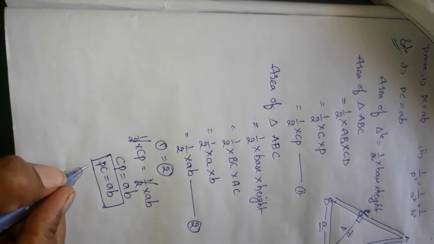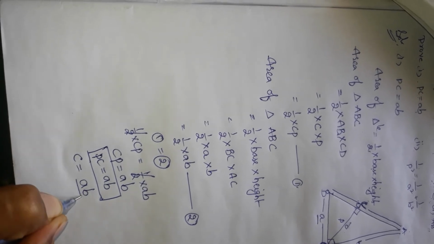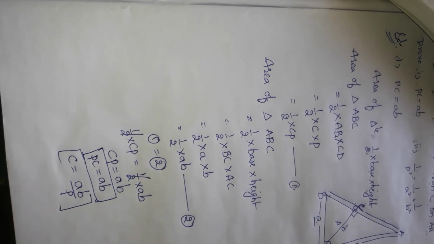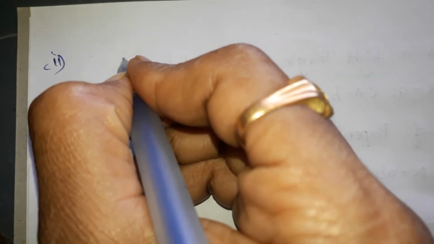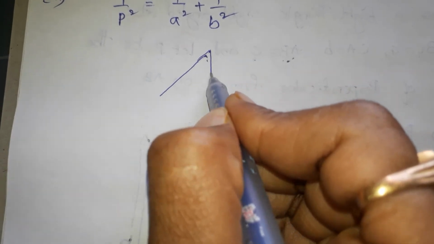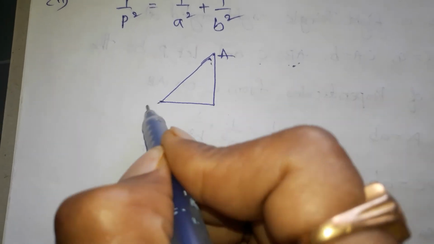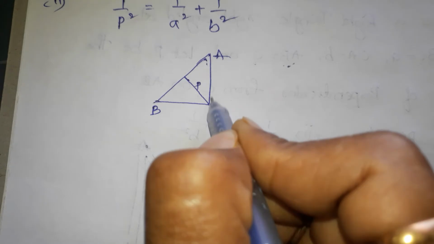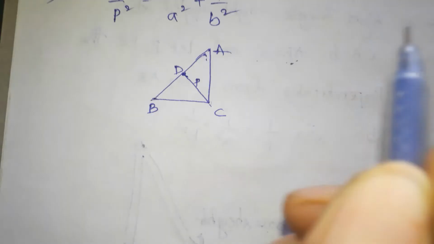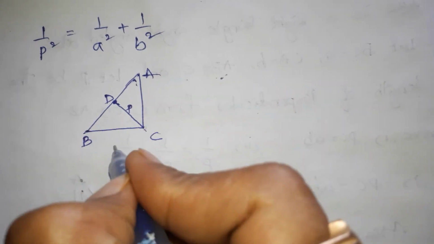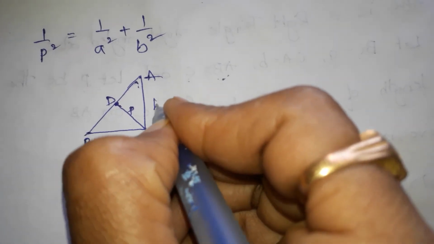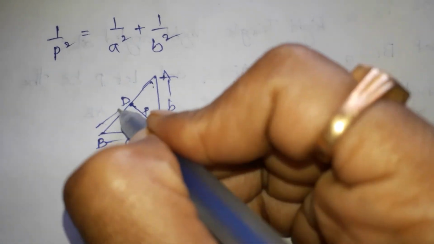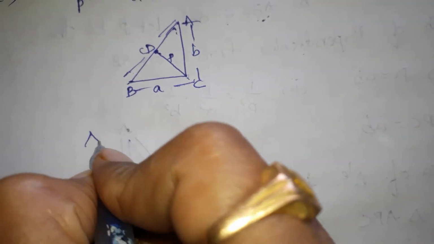From this first one we can write C is equals to AB by P. Remember this for the next second problem. Okay, what is the second problem? 1 by P square is equals to 1 by A square plus 1 by B square. Right, as we draw the triangle once again. Here we have the triangle ABC, right? And the perpendicular here from this is P, this is D, right? As we know, this length is A, here the length is B, here the length is C, right? Okay. Now I am taking the triangle here, right?